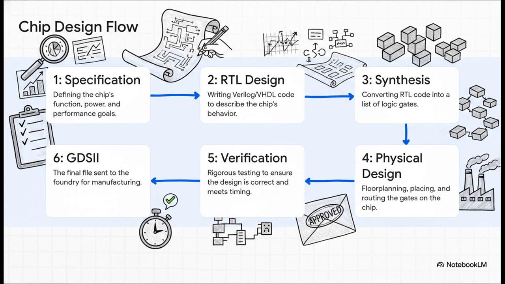From there, the front-end architect gets to work writing the RTL code. That code then goes through a process called synthesis, which basically turns it into a giant list of standard parts. Then the back-end builders take over with physical design, laying out that entire microscopic city. After tons and tons of testing and verification to make sure it all works, the final blueprint, this file called a GDS2, gets sent off to the factory to be built for real.